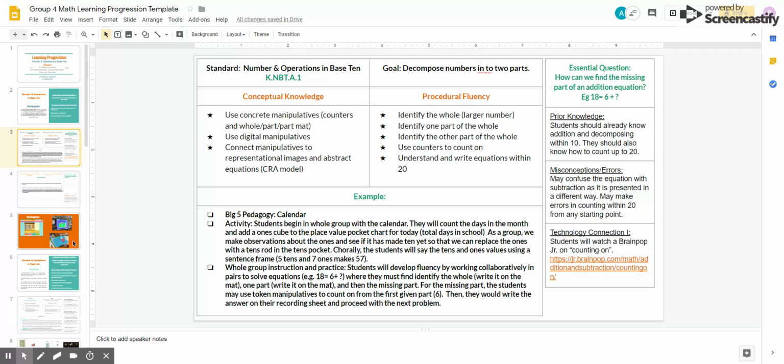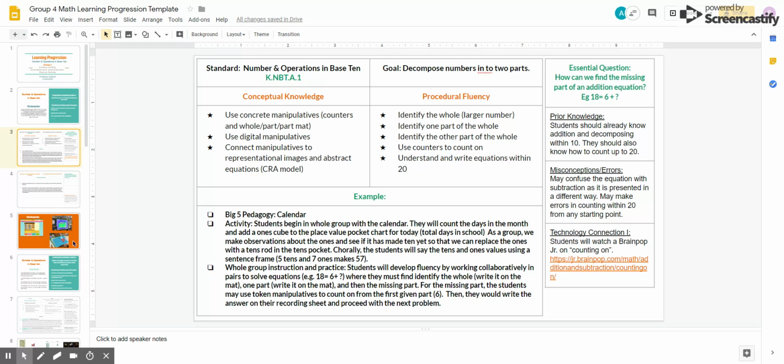So our essential question for this activity is, how can we find the missing part of an addition equation? For example, 18 equals 6 plus question mark. Prior to beginning this activity, the students should already know how addition works and how to decompose values within 10. They should also be able to count up to 20.